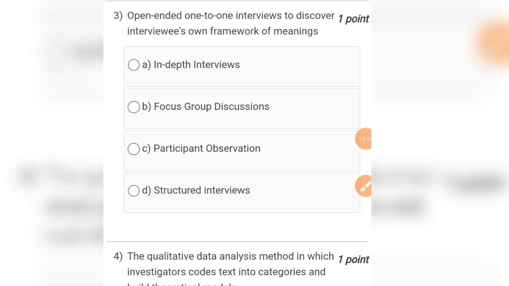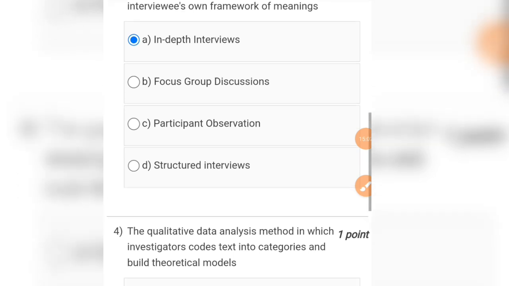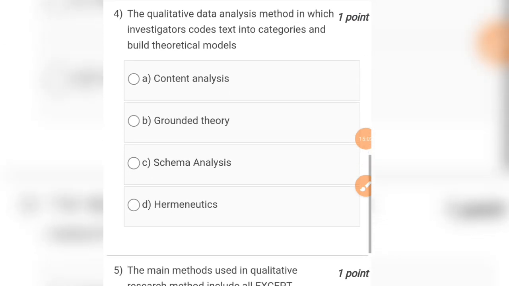Question number 3 is open-ended one-to-one interviews to discover the framework of meanings: in-depth interviews, focus group discussions, participant observation, structured interviews. So the answer for this question will be in-depth interviews. Option A will be the answer for question number 3. Now move to question number 4.